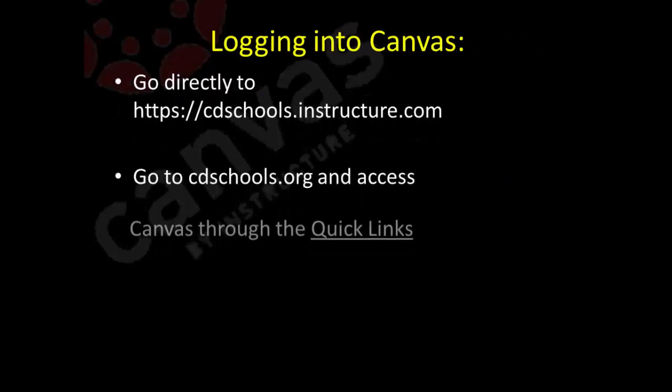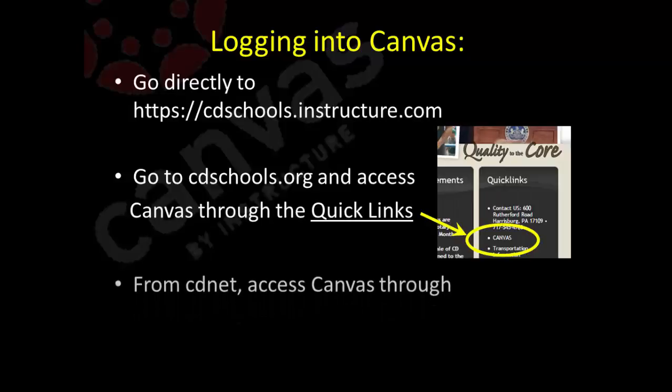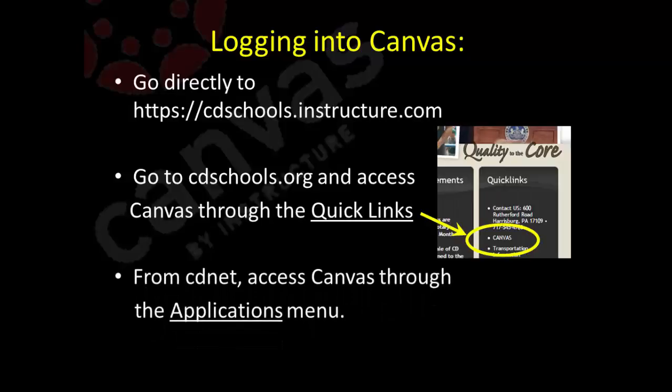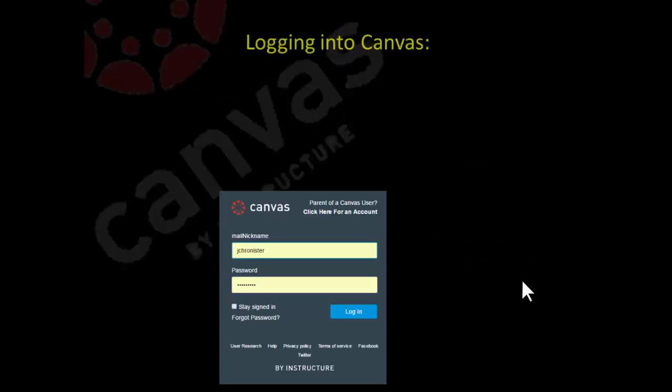So logging into Canvas, how do you get in there? You can go directly to the cdschools.instructure.com website, and it'll take you to the login. You could go to cdschools.org, and in the quick links you'll see a link to Canvas. In the near future there will probably be some nice buttons and other linking within the cdschools.org website, but for now it's just showing up in the quick links option. And from the CDNet you can access Canvas through the applications menu, where we get all of our other programs that are available within the school district network.